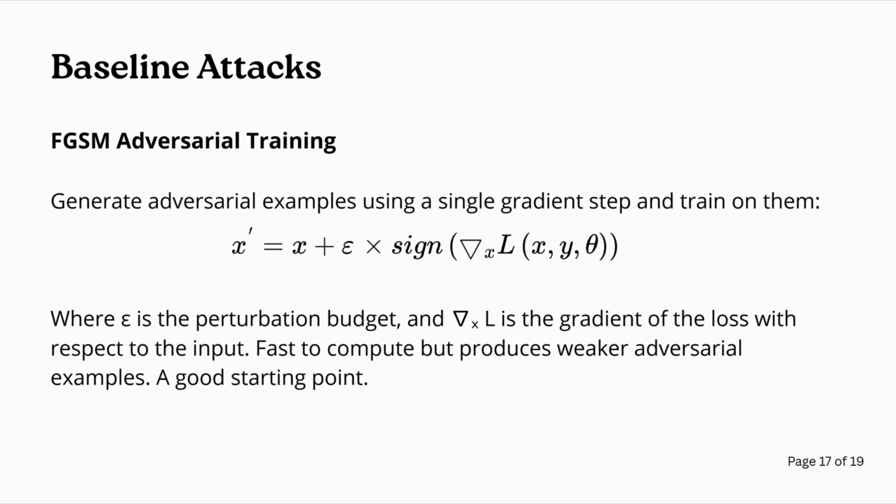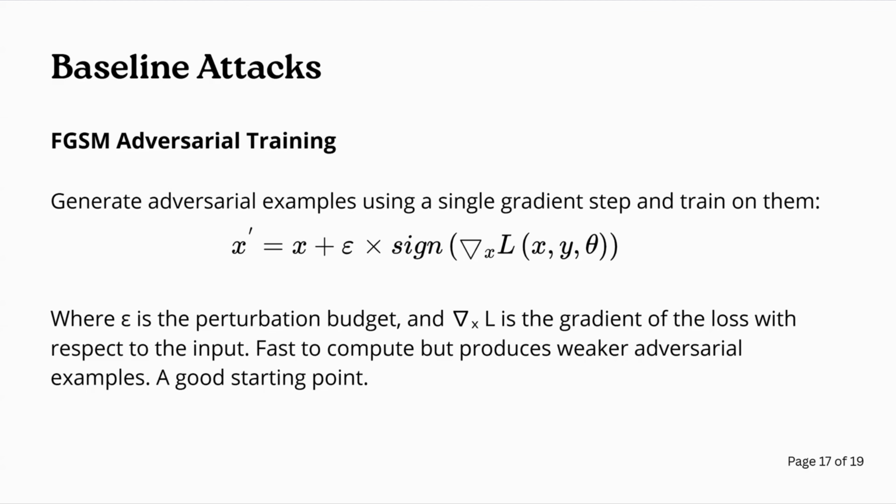That is it. Now let's look into some of the baseline attacks that you could try. A model trained on only clean data, as we saw in the trade-off graph, would have near zero robust accuracy the moment we run any adversarial attack on it. So the simplest baseline that you can try is FGSM adversarial training.